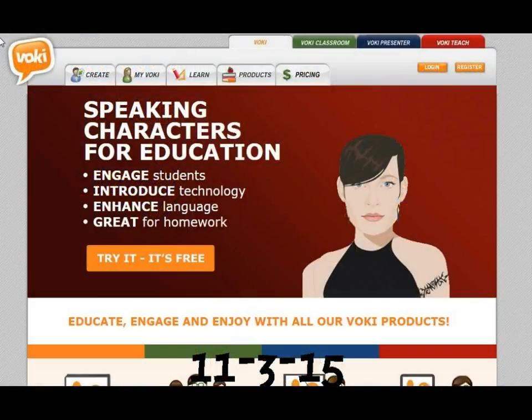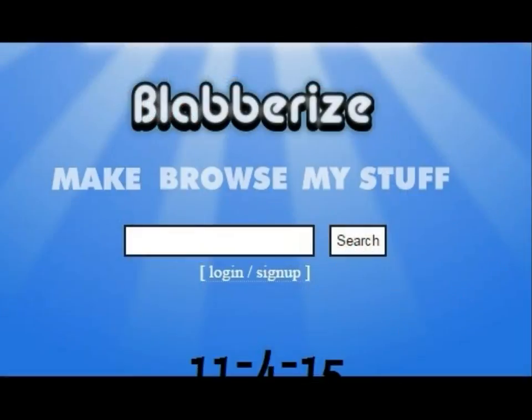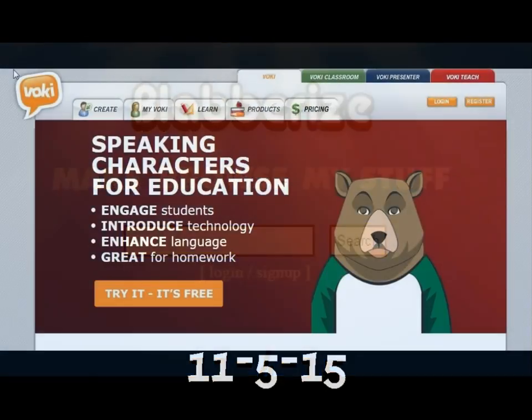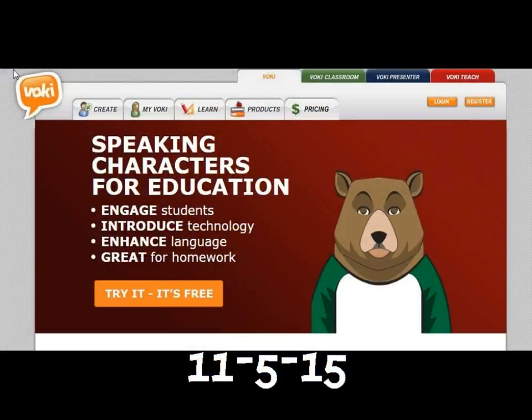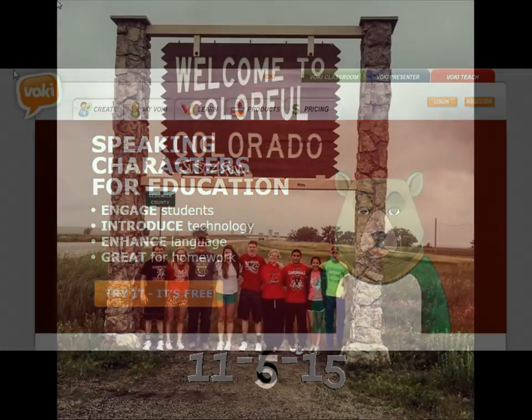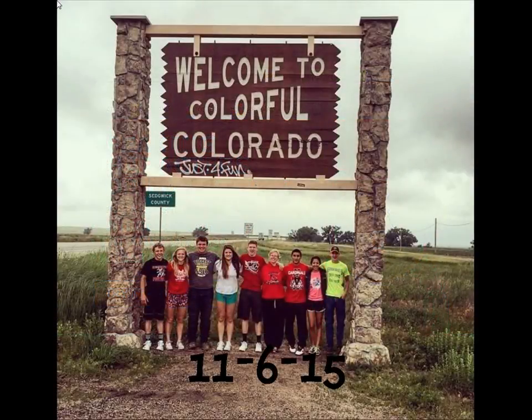On Tuesday, November 3rd, we demoed Voki Avatar. On Wednesday, November 4th, we had a work day and I used it to work on Blabberize. On November 5th, we had a work day and I used it to work on my Voki. On Friday, November 6th, we had a Senior Careers class.